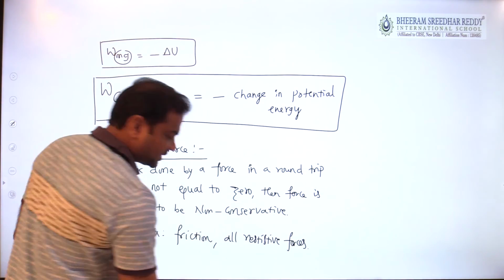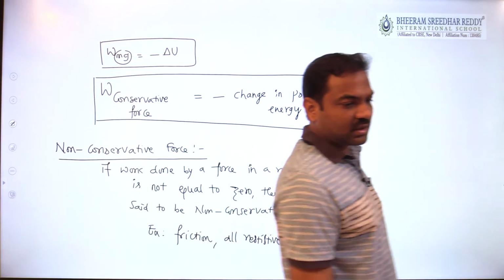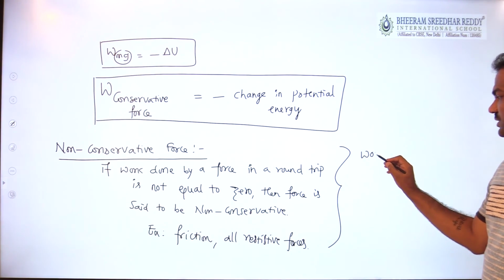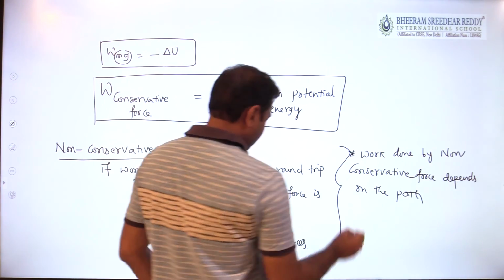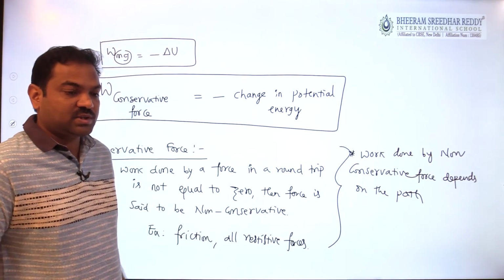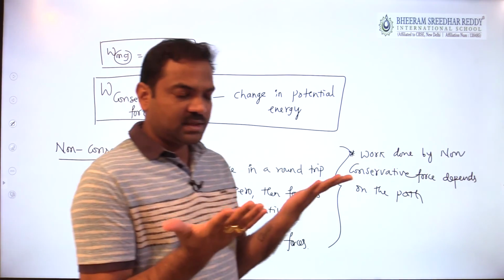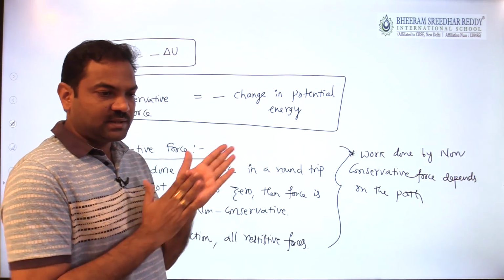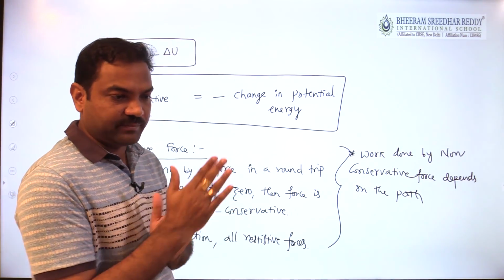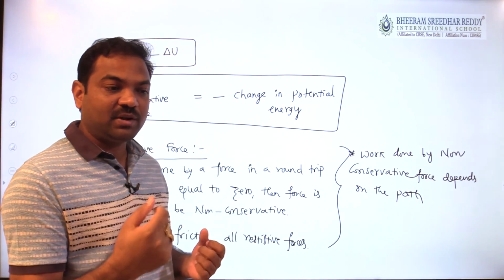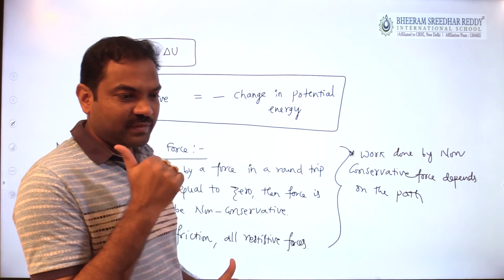What is the other resistive force? Viscous force. Viscous force is also non-conservative, and friction too. Work done by a non-conservative force depends on the path. Because of friction, energy will be lost. The simplest example is rubbing your hands. There is friction between the two hands. As you rub them, you are doing work, and that work done is converted into heat because of friction. Work done by friction is lost.